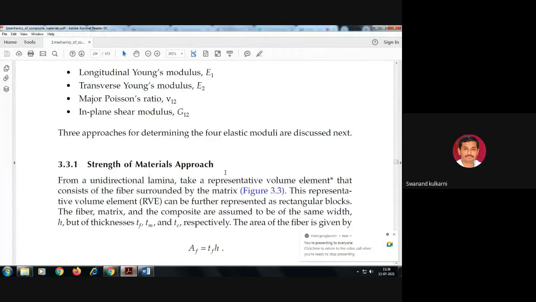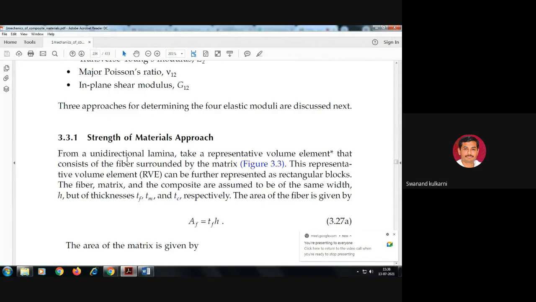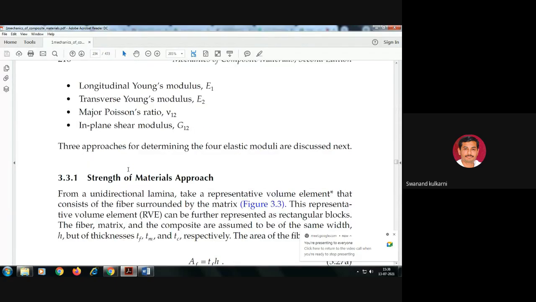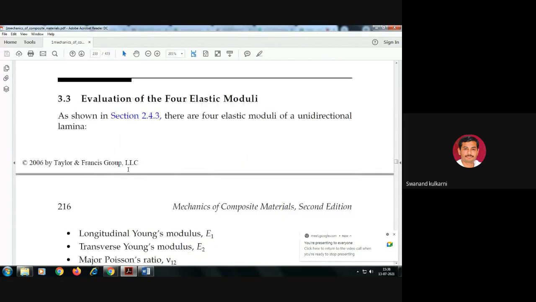In the last lecture, we started with the strength of material approach. As far as the strength of material approach is concerned, we have seen the representative volume element. While considering the representative volume element, the purpose of using strength of material is to evaluate the four elastic moduli. Is it okay?